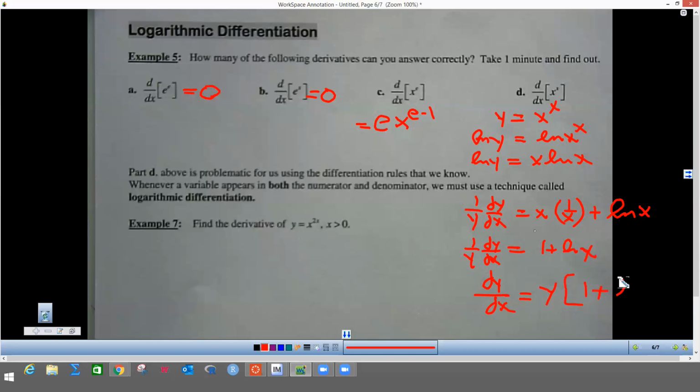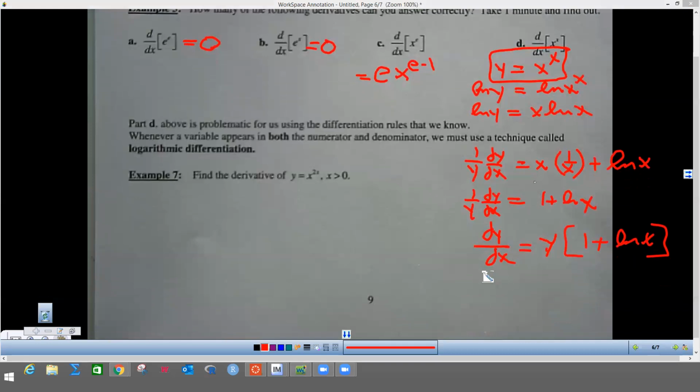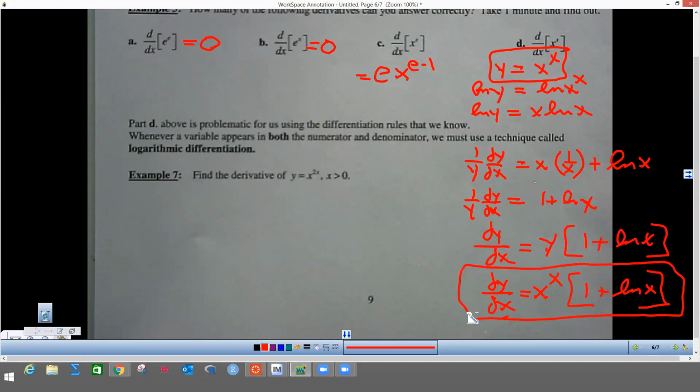So we got 1 plus natural log of x. Now, we do not want to keep this y here. Do you all remember that up here, we said let y be x to the x? So the last step in solving this thing is we're going to plug that x to the x power in for that y. And that way, all of my numbers over here are just numbers or x's. So this is the answer we're looking for. And I'm going to tell you again, you better make sure you know how to do that for the test.